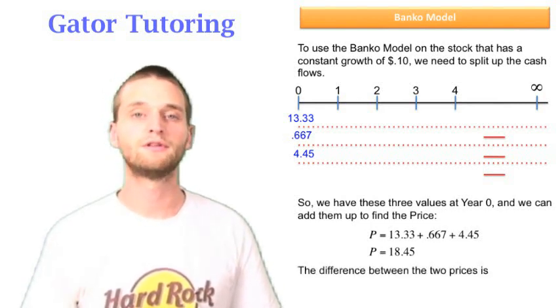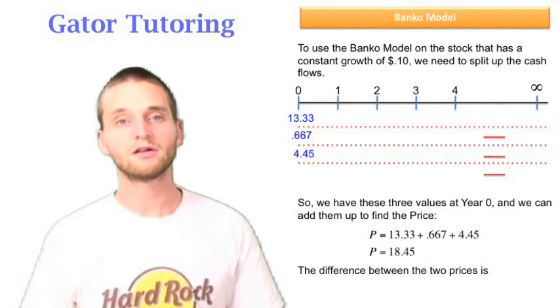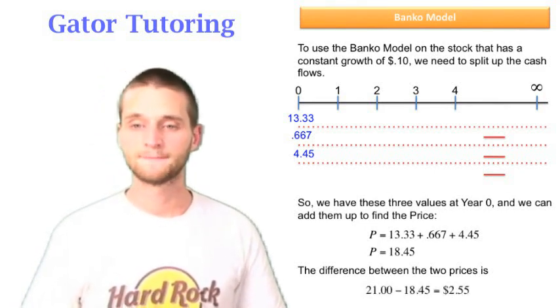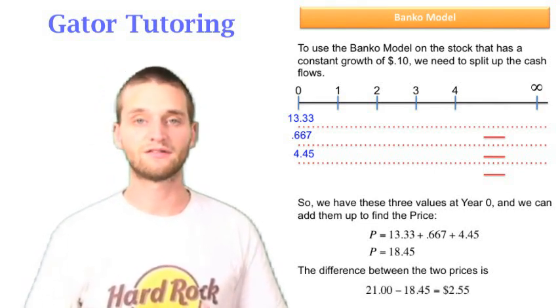So the difference between the two prices, the one using the Gordon model and the one using the Banko model, is $2.55, and that's the answer to this question.